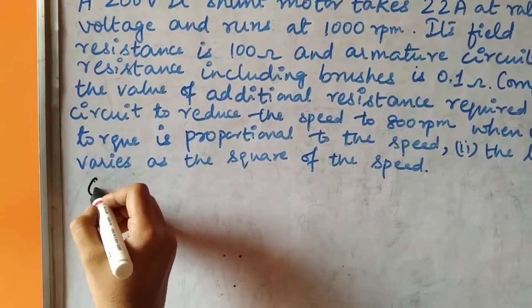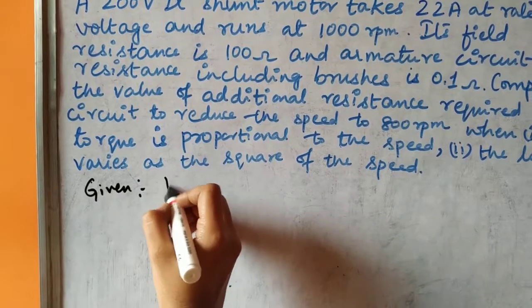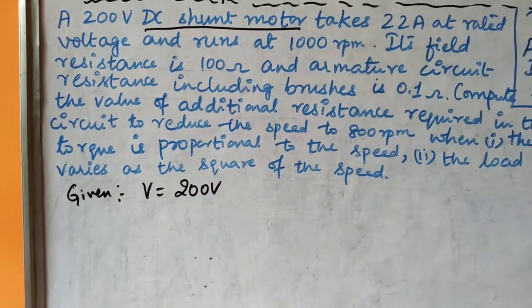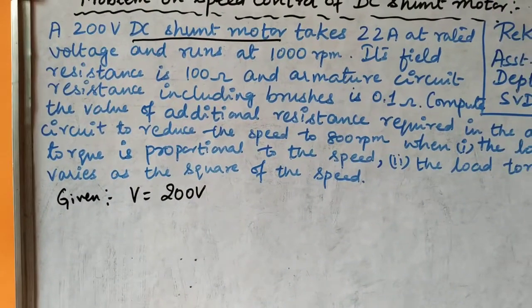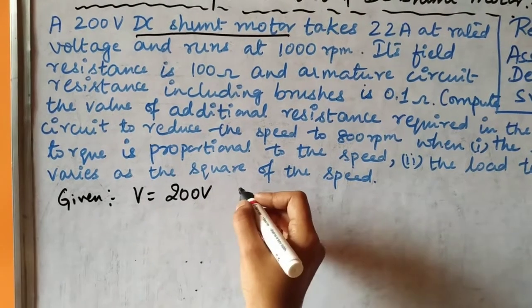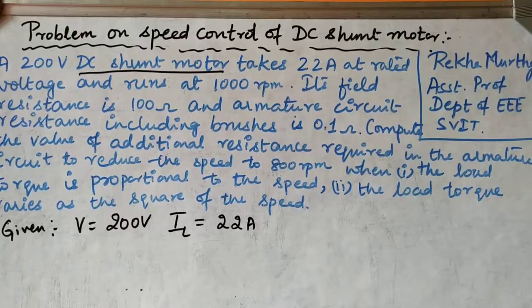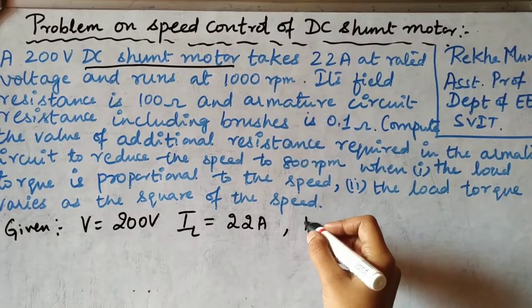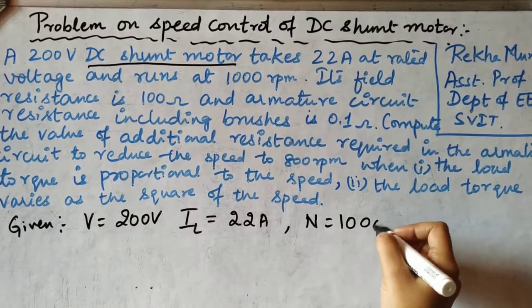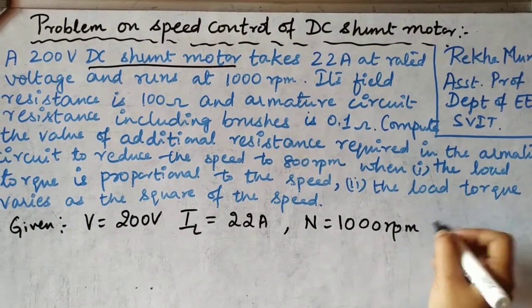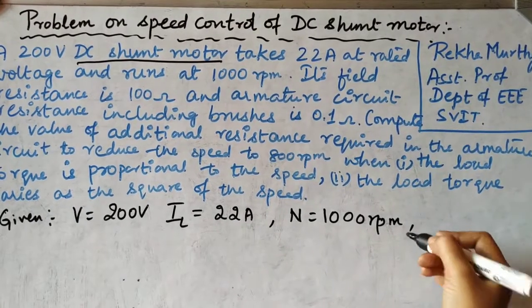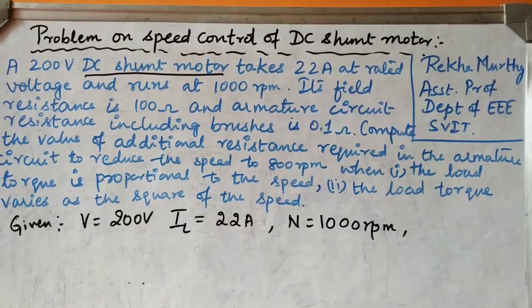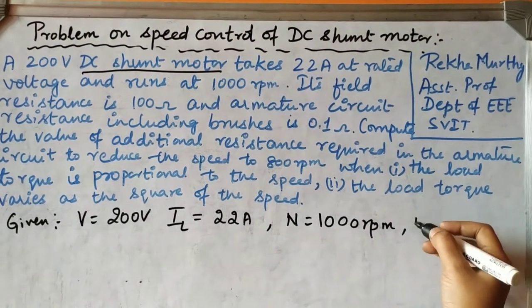So the given data is the voltage V, 200 volts, with a DC shunt motor, which takes a current of 22 ampere. So the current which it takes is the line current. The line current of 22 ampere with the speed N as 1000 rpm, right? So here we can see that its field resistance is 100 ohms. Okay, so the field resistance means it is a shunt motor, so therefore we have to denote it as R shunt.